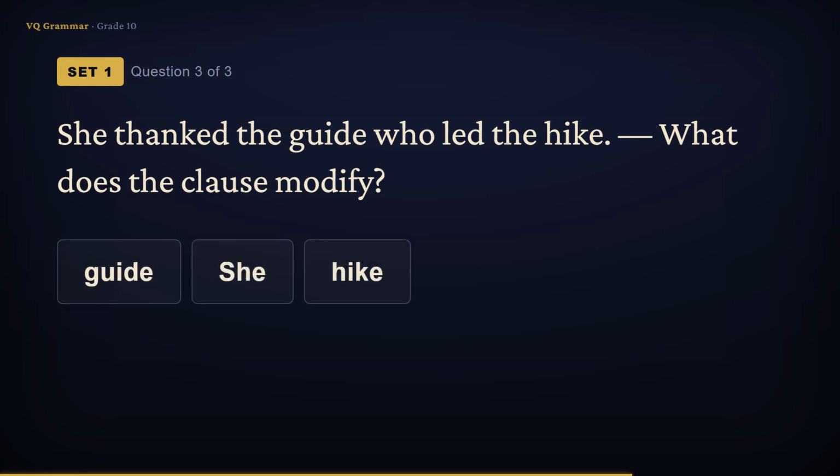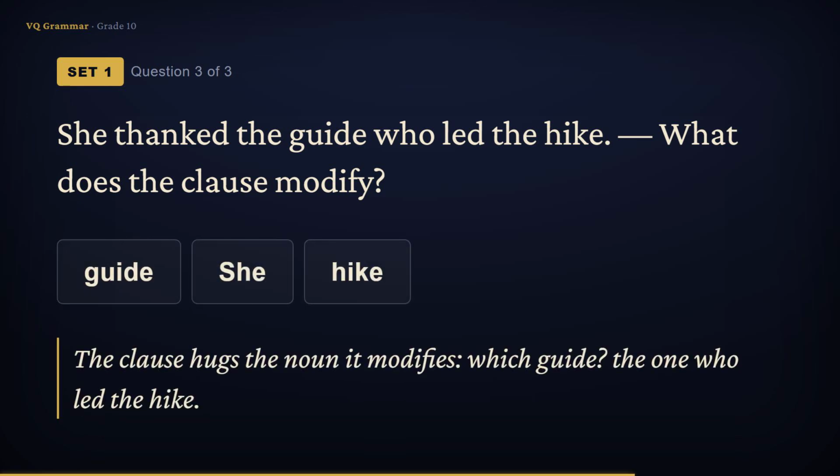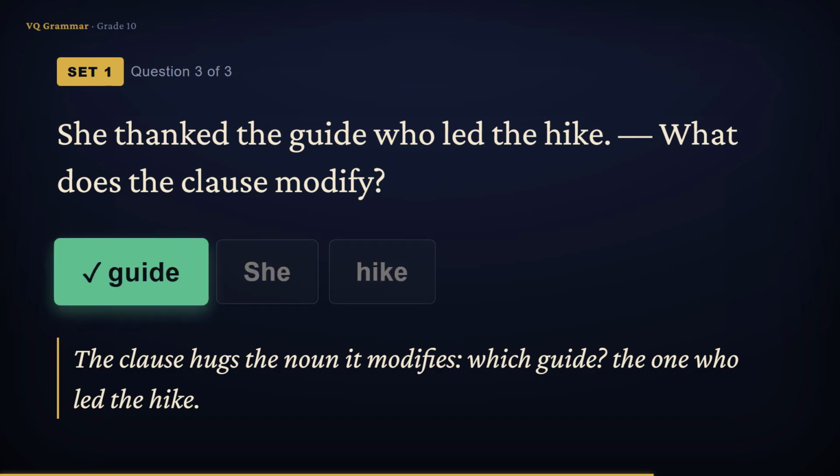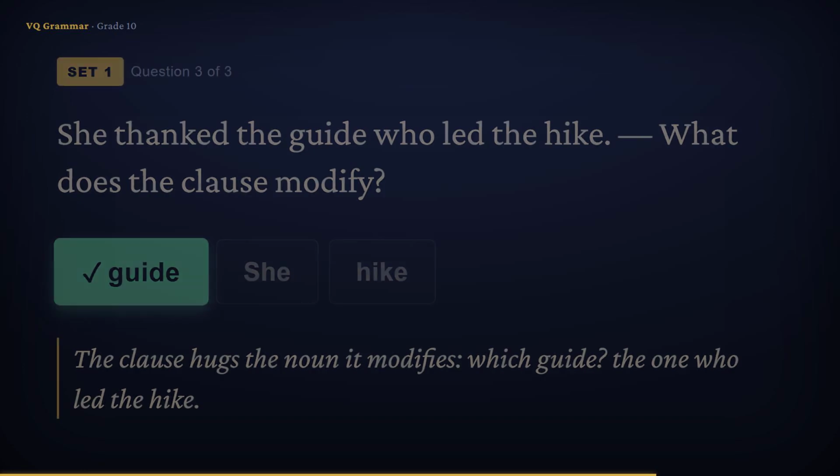She thanked the guide who led the hike. The clause is who led the hike, but what does it modify? Ask the adjective question. Which guide? The one who led the hike. And notice it sits right beside that word. The clause modifies the noun guide.